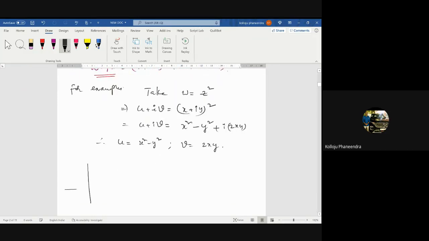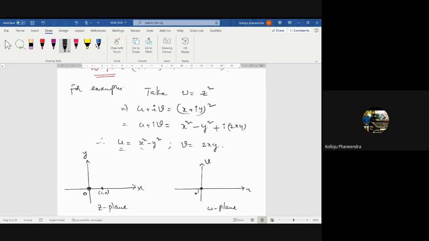Now I'm taking this as the z plane, and this is the w plane. In the w plane, the variables are u and v. In the z plane, the variables are x and y. Now put x equal to 0 comma 0. This is the point. When x is 0 comma 0, u and v are 0 comma 0. So this is the point O dash. Now take 1 comma 0. Where is 1 comma 0? This is 1 comma 0, this is the point.